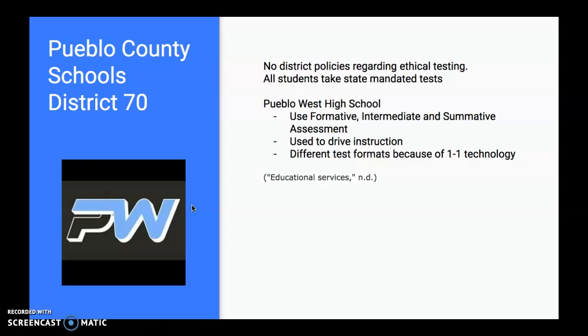We are also allowed and encouraged to use different test formats because of our one-to-one technology. Each student has a MacBook, and we use Google Forms, we use paper tests, lots of different ways to assess, making videos, stuff like that. But our district really has no guidelines when it comes to assessment.